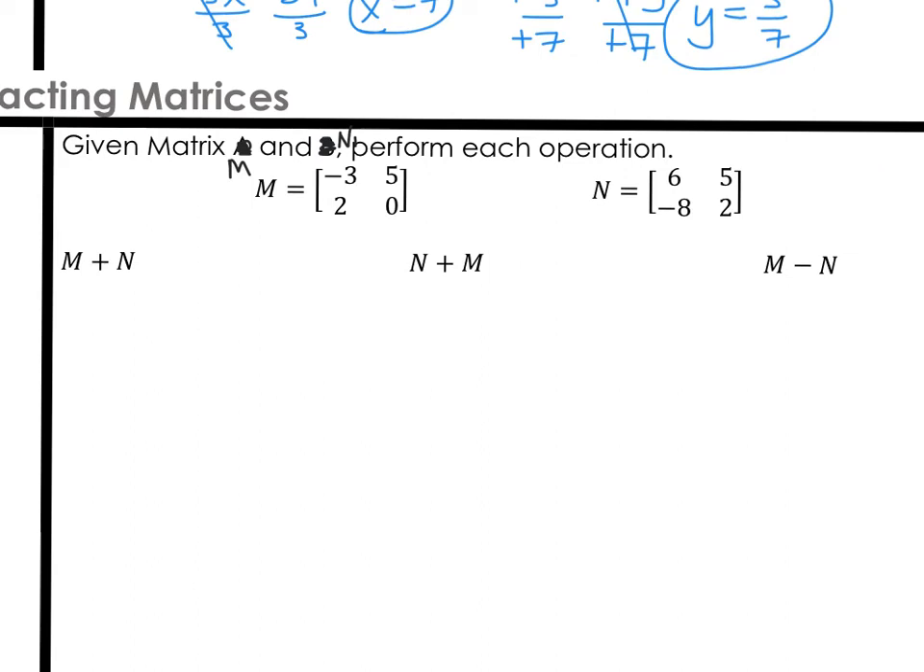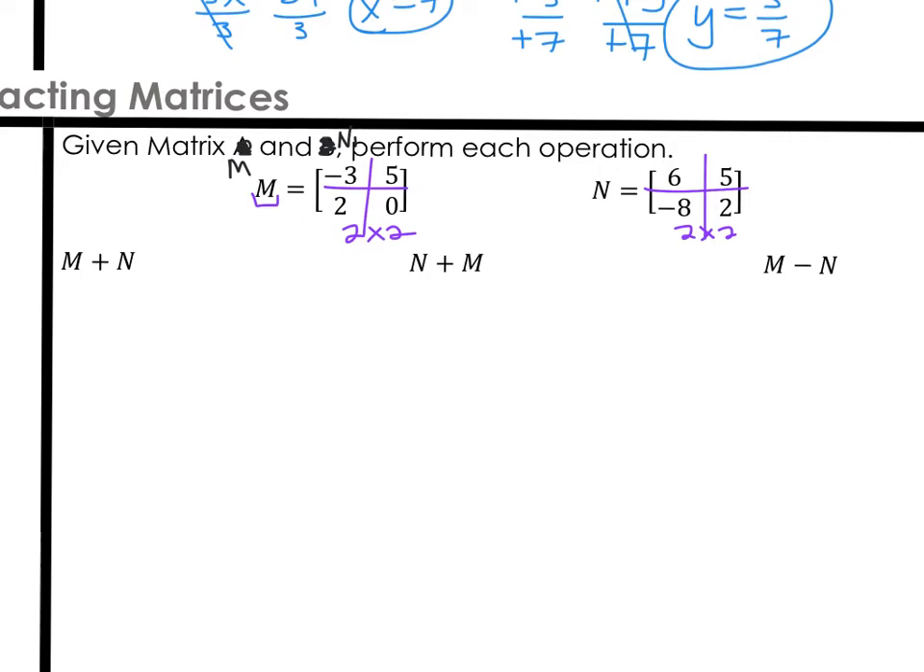In the examples at the right, it says given matrix M and N. Go ahead and change those. They should not be A and B. Given matrix M and N, perform each operation. Matrix M is a 2 by 2 matrix. There are 2 rows and 2 columns, so 4 elements total. So is matrix N. That's what allows us to add and subtract the corresponding elements.